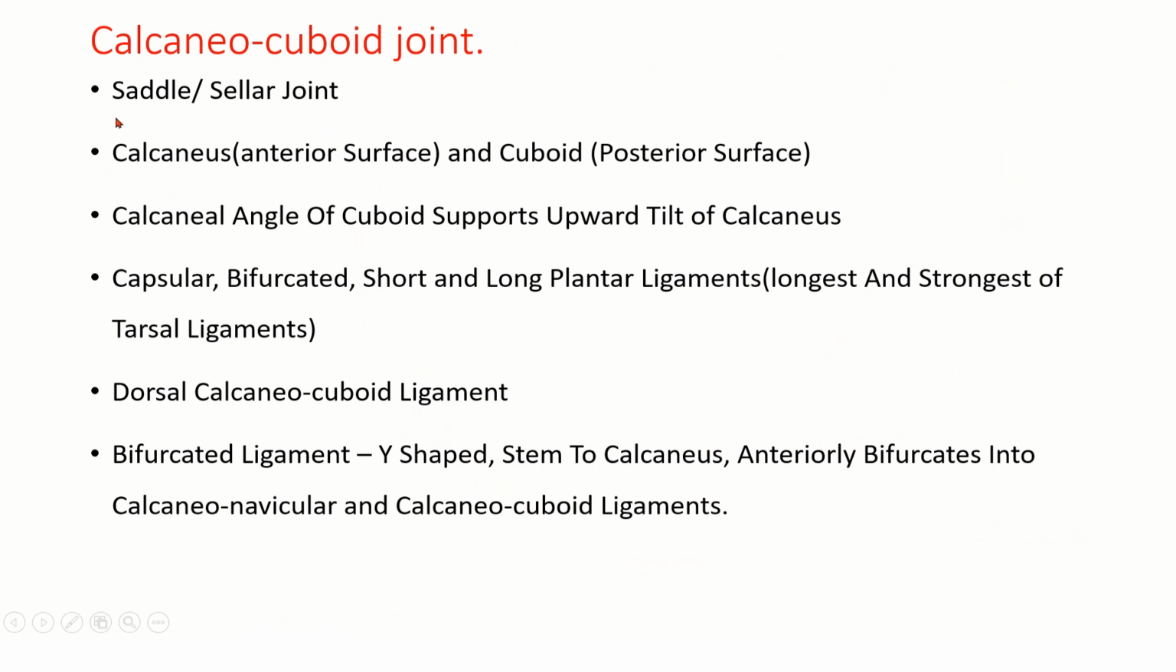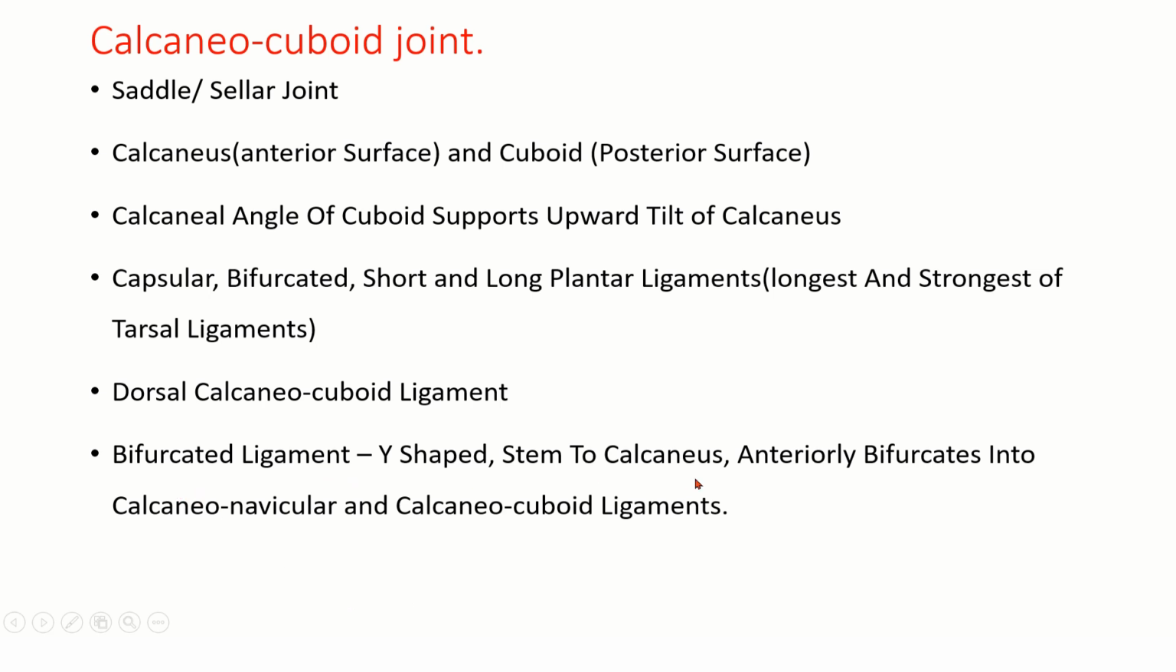Calcaneo-cuboid joint, it is saddle or sellar type. The calcaneus anterior surface and the cuboid posterior surface will join to form the calcaneo-cuboid joint, which is a saddle joint or sellar type. The calcaneal angle of cuboid supports the upper tilt of the calcaneus. It has capsular ligament, bifurcated ligament, short and long plantar ligaments. The long plantar ligament is the longest and strongest of the tarsal ligaments. Then a dorsal calcaneo-cuboid ligament and bifurcated ligament, which is Y-shaped.